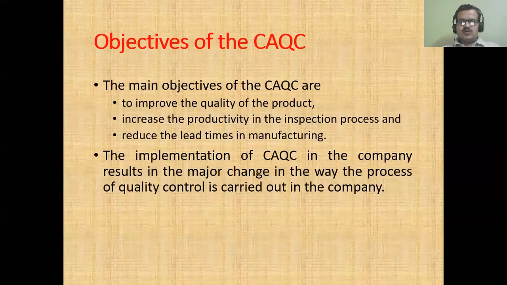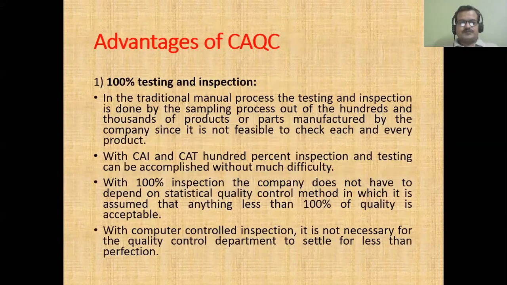that is, the main objectives of CAQC are to improve the quality of the product, increase the productivity in the inspection process and reduce the lead times in manufacturing. Because unless you know the objective and the benefits, you cannot convince the company to go for implementation of CAQC. Then the advantages of CAQC, the most important thing which we must understand before we go for implementation of CAQC.